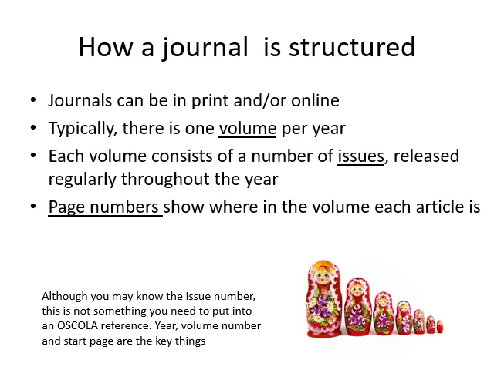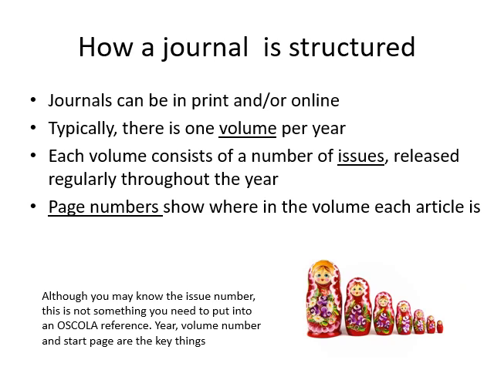You can think of journals like Russian dolls. Every year, there's one volume. Each volume consists of multiple issues. There might be one issue per month, or maybe one every couple of months. Typically, page numbers run continuously throughout the volume, so each issue won't necessarily start at page 1.